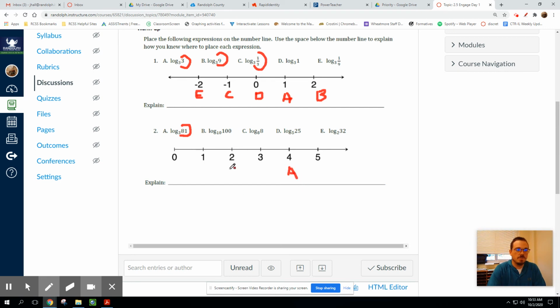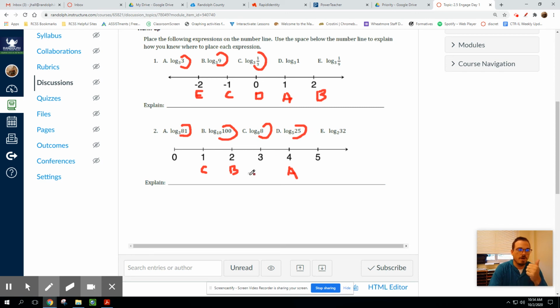Log base 10 of 100, we've done that many, many times. What power on 10 do I need, going around the world? What power on 10 do I need to get 100? There's 2 zeros there, that's how I got it. What power on 8 do I need to get 8? So C goes here. What power on 5 do I need to get 25?